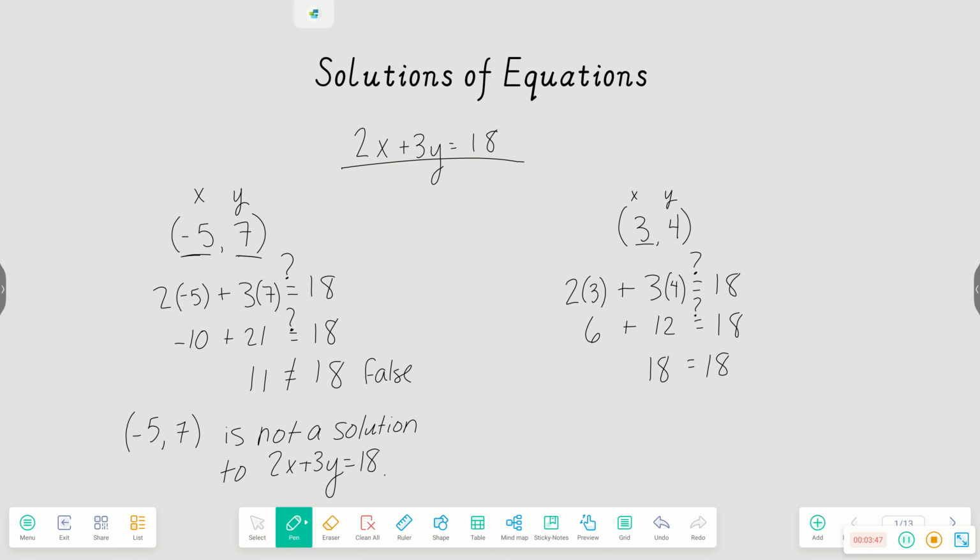I don't want to move things over this equals sign. I know you've solved equations in the past and you add and subtract to both sides. You multiply and divide by both sides. Do not do that. Everything that's on the left, keep it on the left. Everything that's on the right, keep it on the right. Because we want to see if those statements are actually true, if they are actually equal to each other. This one was true. So we would say 3, 4 is a solution to 2x plus 3y equals 18.